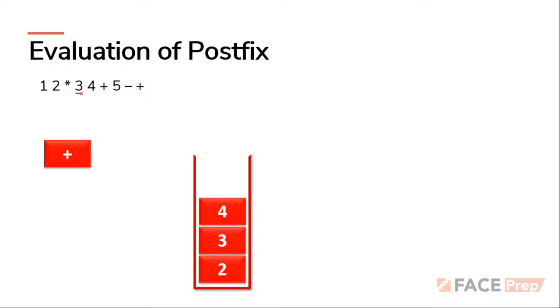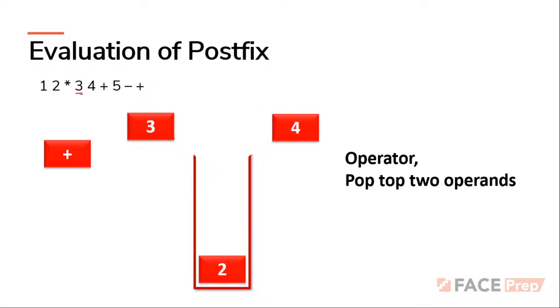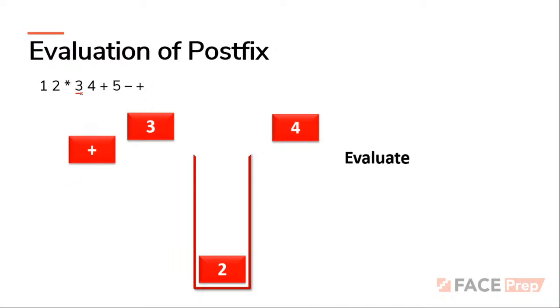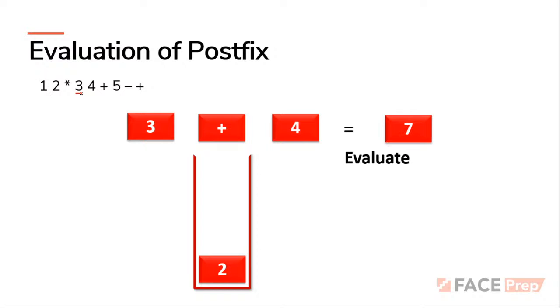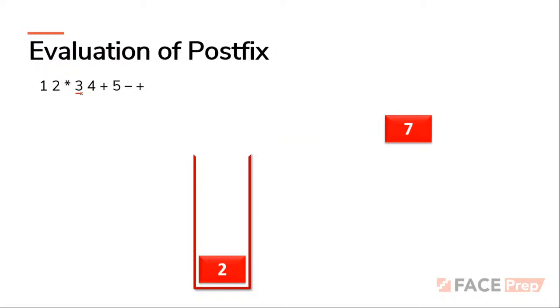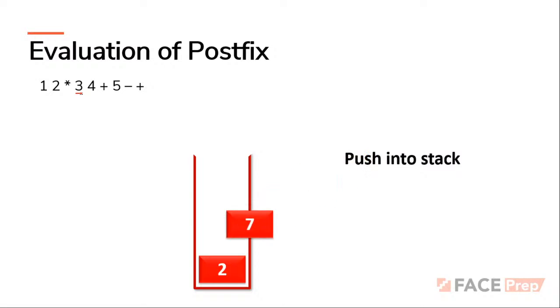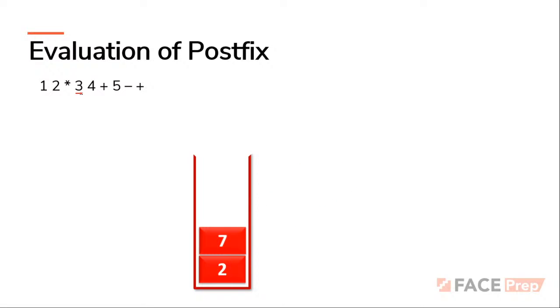So the topmost element should be considered as my second element and the next element should be considered as my first element for the evaluation. So operator, pop the top 2 operands, 4 and 3. 2 elements will be popped from the stack. After popping these 2 elements, I have to evaluate the expression. So 3 plus 4. What is the answer I'll be getting? 7. Okay, I have got my answer. After evaluating the expression, what should I do? I have to insert it inside the stack. So 7 will be inserted into the stack. Fine. Let's move to the next step.